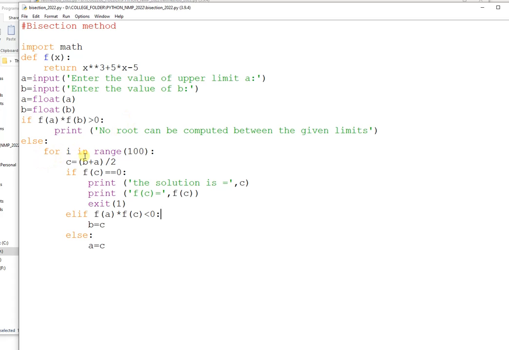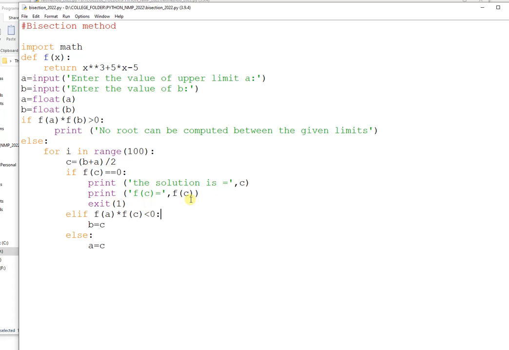Else, for i in range 100, c is equal to b plus a by 2. So we are taking 100 iterations here. You can choose any number of iterations. If f of c is equal to 0, then that c itself will be the solution of this equation. Print the solution is c.